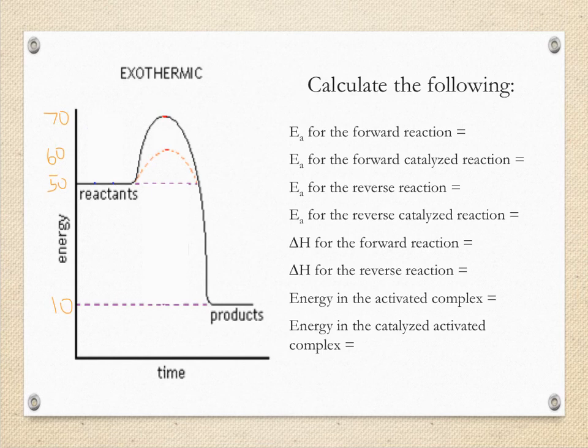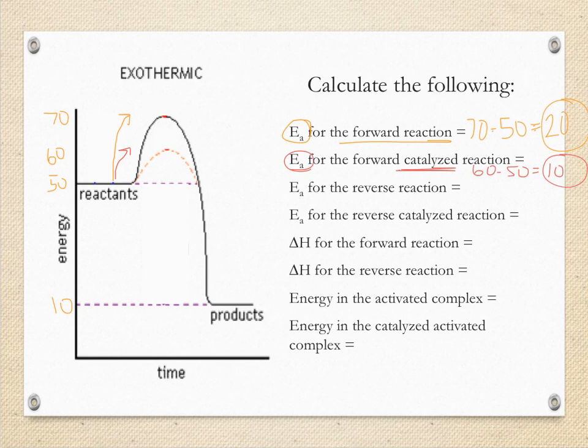So what is the activation energy for the forward reaction? Activation energy is how much it takes to get the reaction started. So we start at the reactants and we go to the highest point of energy. 70 minus 50 is equal to 20. Okay, what is the activation energy for the forward catalyzed reaction? Forward means I start at the beginning. Catalyzed means I'm going to the top of this dashy line. And so this time I have 60 minus 50, which is equal to 10.